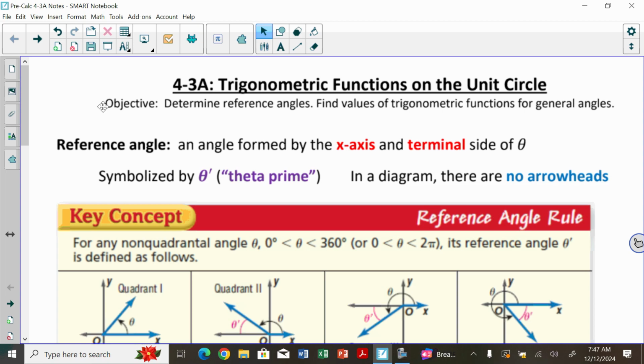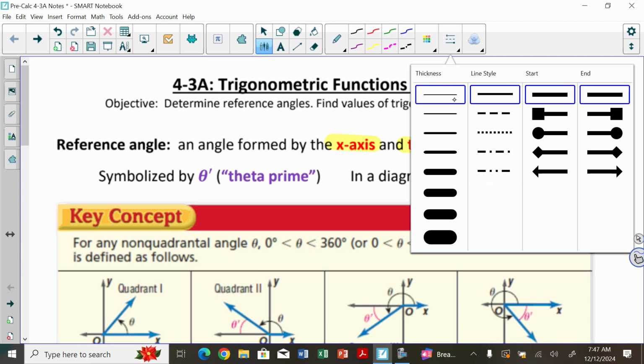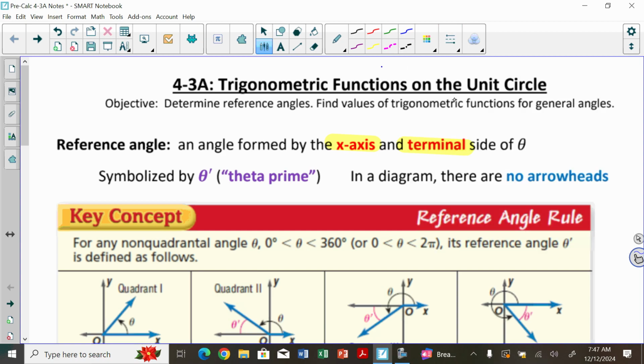Go from there. So let's first start out with the reference angle. This is an angle that's formed by the x-axis and the terminal side of theta. Okay, so one thing we have to remember on this one is that they are always positive. Just make sure we know that. So even if you get a negative answer here, just turn it to positive. The reference angle is always going to be positive.